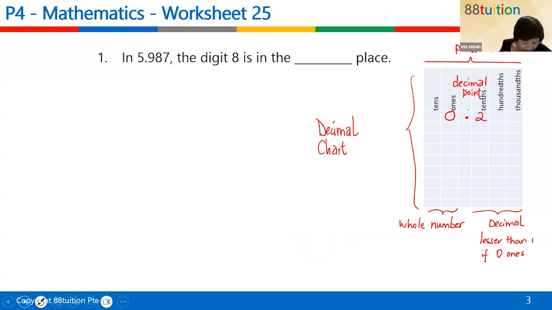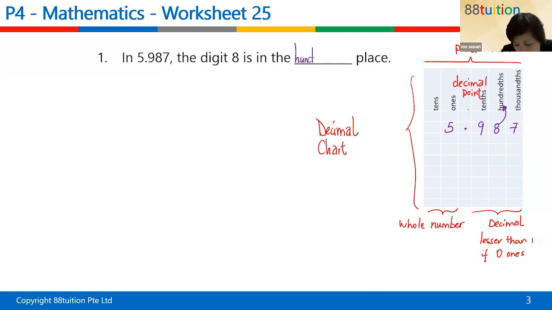Question number 1. I have 5.987. Let's take a look. 5 is here. Just to explain a little bit more, this value of 7 is at 7 thousandths. Here is 8 hundredths. Here is 9 tenths. And this is 5 ones. So he's asking for digit 8. If I look at digit 8, it is at what place? That means, what building is he living in? He's living in the hundredths place.